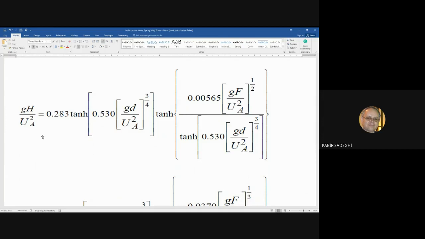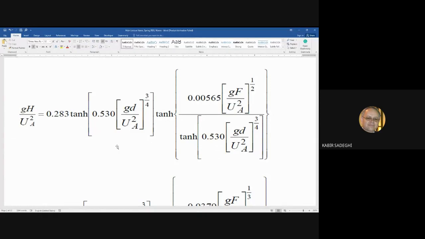Therefore here, the only inputs are UA, D, water depth, G, gravitational acceleration, and F, the fetch length. By implementing these parameters as input, we can find H as output. Don't forget here we have tanh, tangent hyperbolic. It's not the normal tangent, it's tangent hyperbolic. Therefore, when you use the calculator, pay attention. We have tan and we have tanh. You should put tangent hyperbolic.